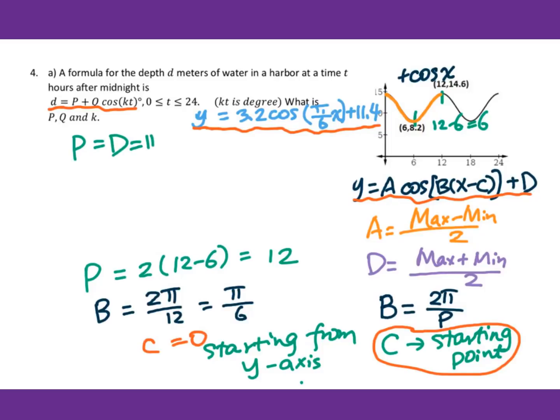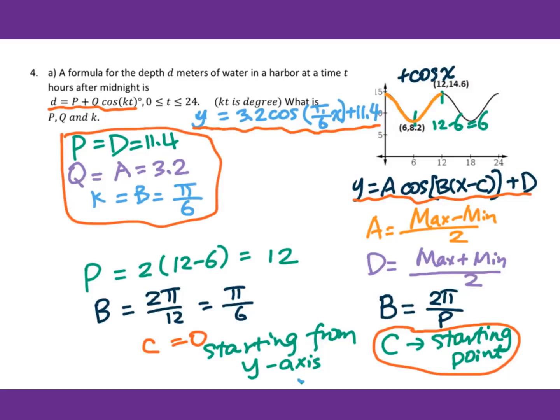That means P equals 11.4. Q equals our A, that is 3.2. And K equals our B, that's pi over 6. That's the solution. Don't be confused by P and Q here. P basically is a constant number, and Q is the amplitude.